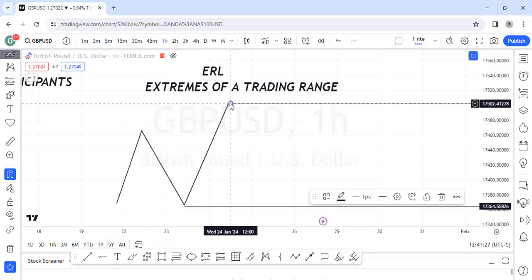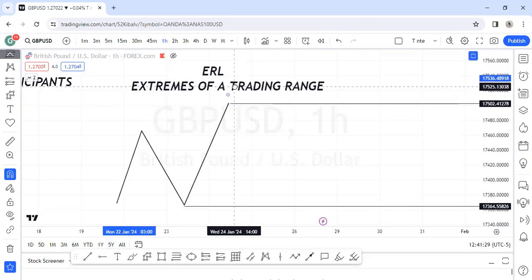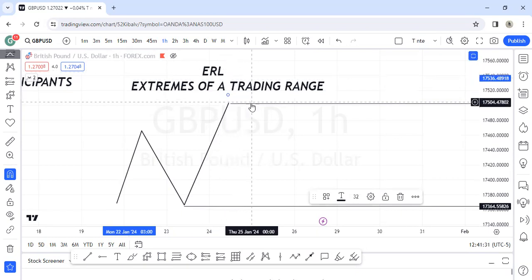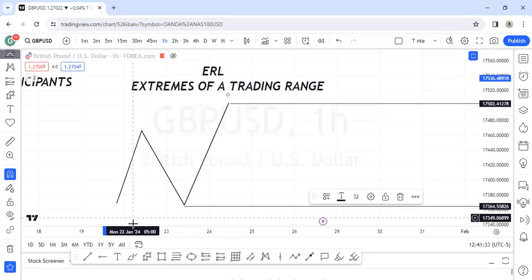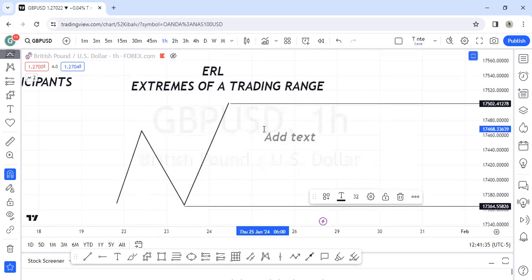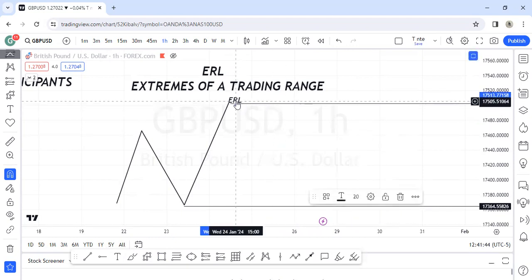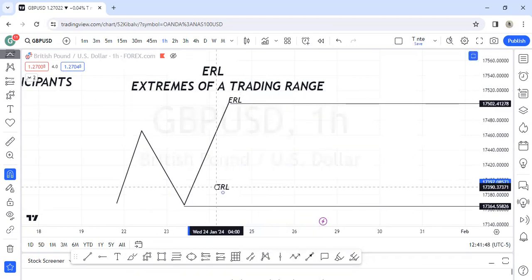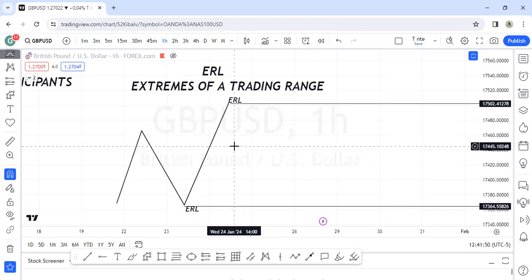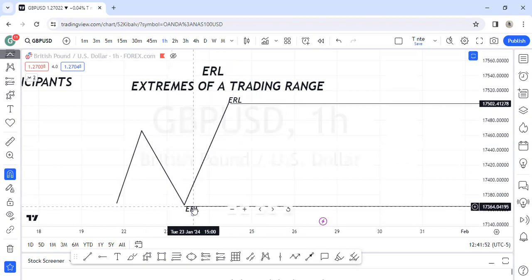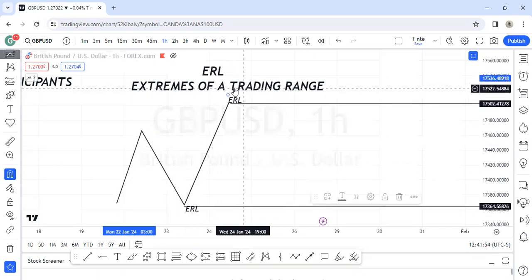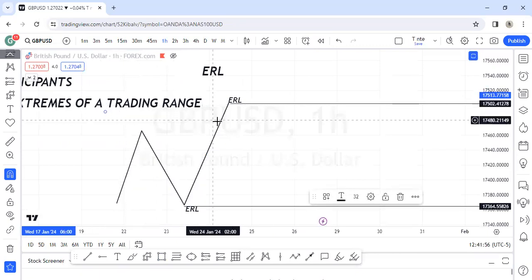So it's referred to as the external liquidity. I can label it and put it in small. So this here becomes your ERL. I'm making this one smaller so I can enter there, a bit smaller, 20. So have your ERL there, and then we have our ERL down here too. That was referred to as the extremes of a trading range, the extreme low and the extreme high. That's what is referred to as the external range liquidity.